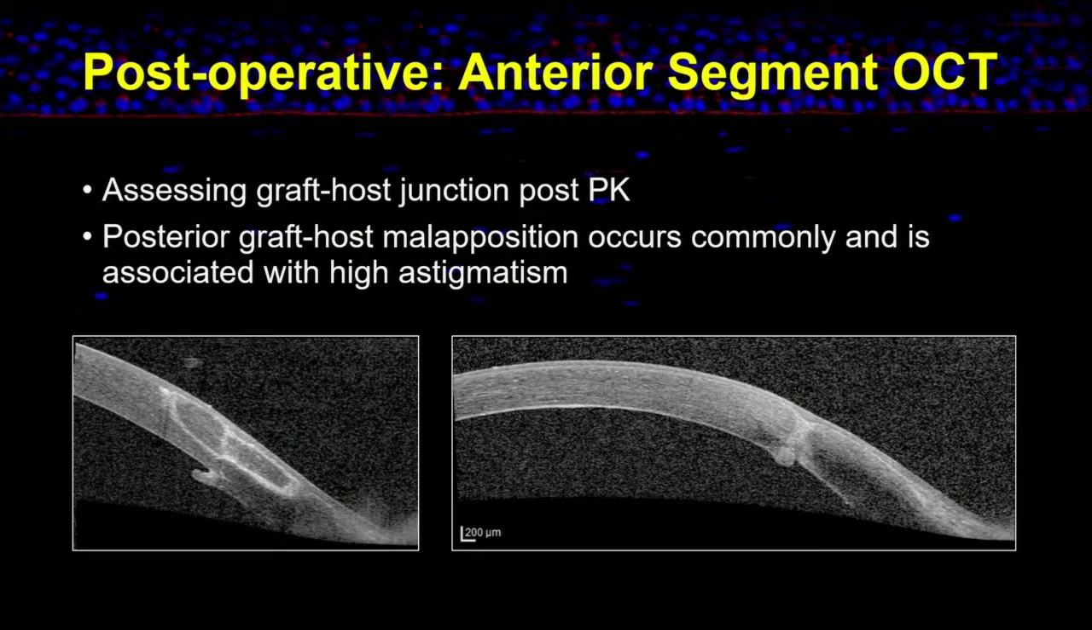You can also use it to look at the graft-host junction in penetrating keratoplasties, and this is important because posterior graft-host malapposition is quite common, and it tends to cause a corneal astigmatism. And so we've got a couple of examples here where you've got malapposition both on the host side and the donor side.